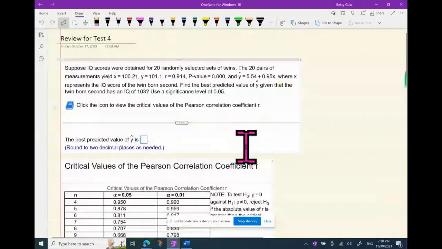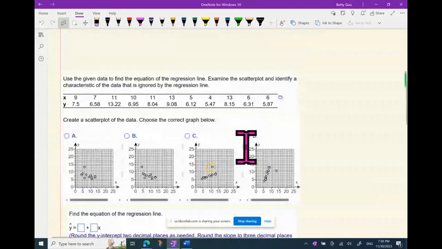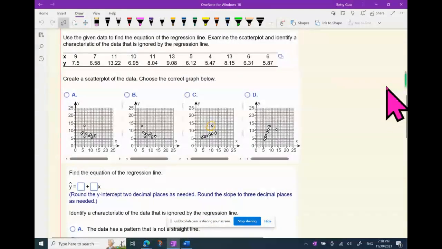Let's look at this question. Use the given data to find the equation of the regression line. That's the concept we have just encountered and learned, right? Regression line of best fit. Examine the scatter plot and identify a characteristic of the data that is ignored by the regression. So, 3 parts. We do 1 part at a time.